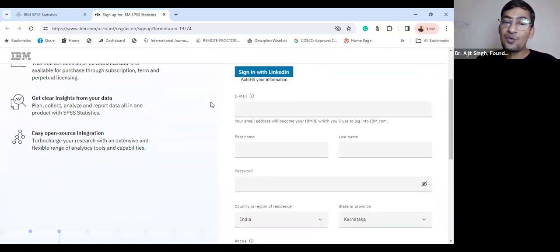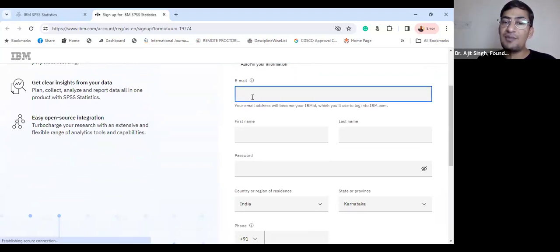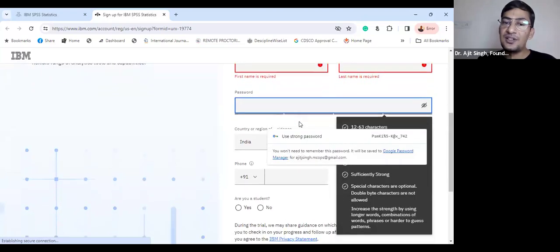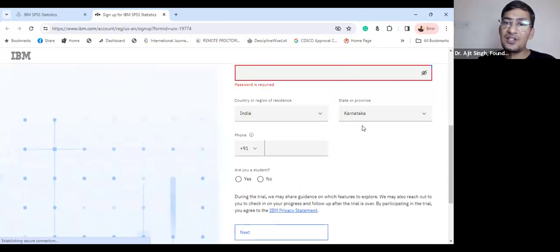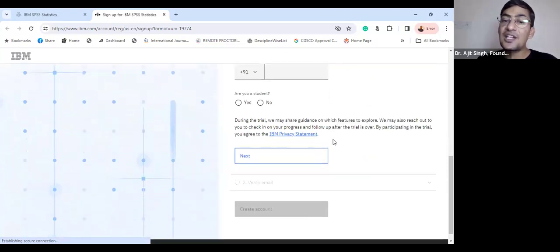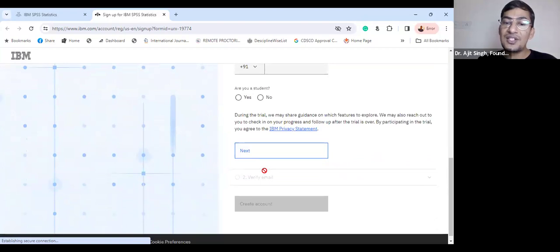But now we have to work on it, so go for it. Email ID, first name, last name, password. Just select your password. Country India, Karnataka, wherever your state is. Phone number. Are you a student? Yes. Then go next and verify your email ID. They will send one email to your email ID immediately. You have to verify it and then you will get the 32-bit or 64-bit software.